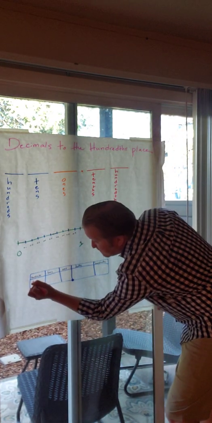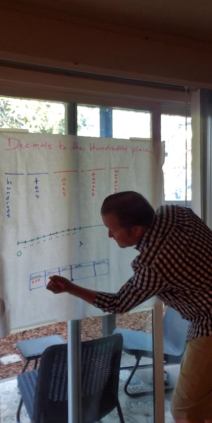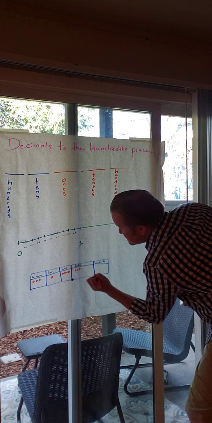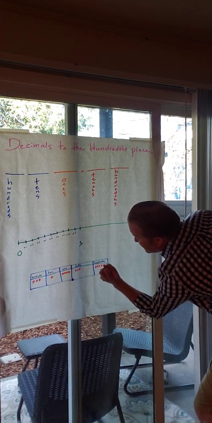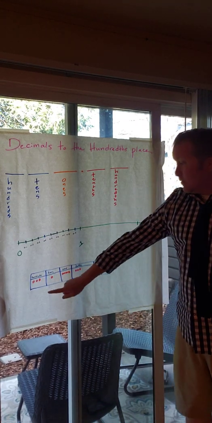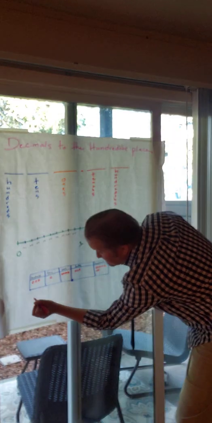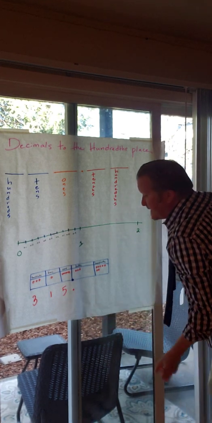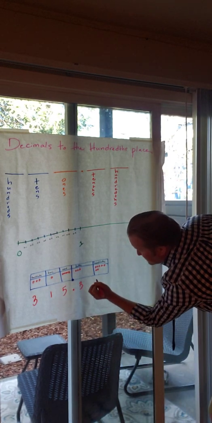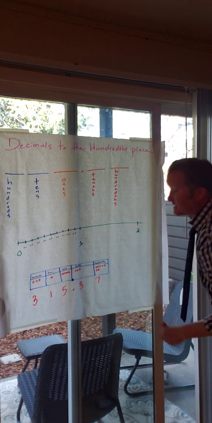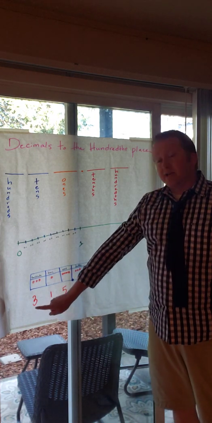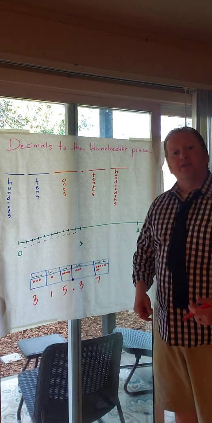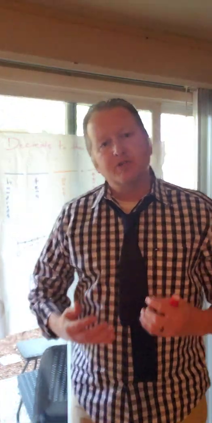So, same kind of thing. If I had 3 in the hundreds, 1 ten, 5 ones, decimal point, and then 3 tenths, and then 7 hundredths. So this we said as 315 and 37 hundredths. Well, that 37 hundredths means 37 parts of 100.